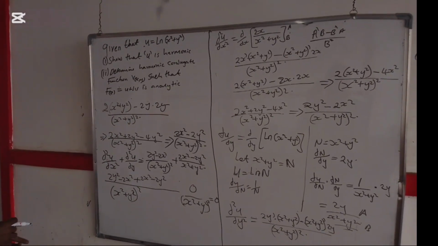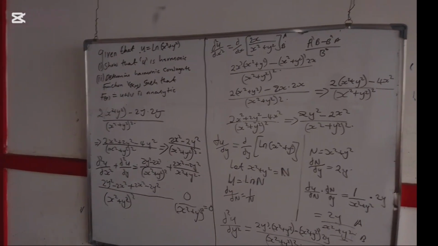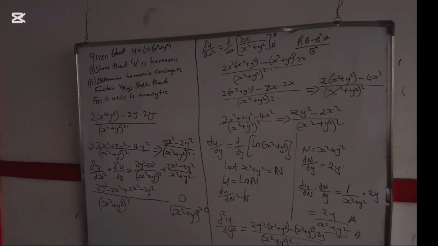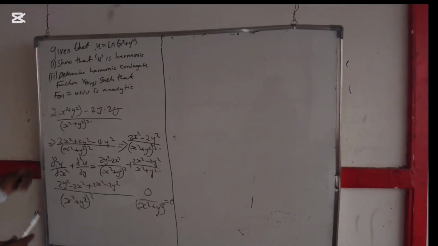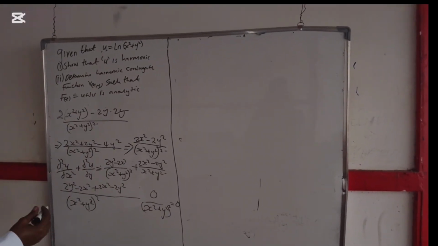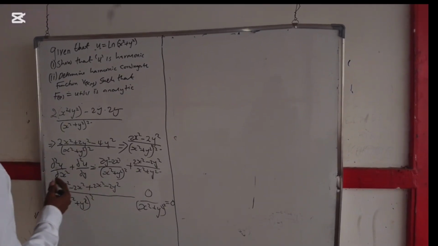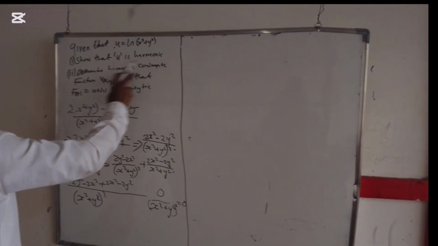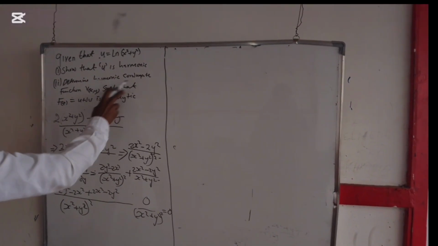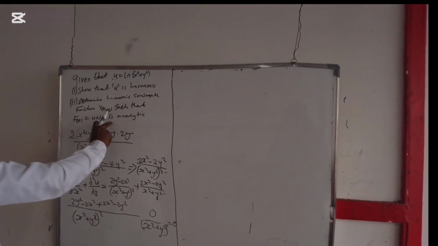and hence u is harmonic. Determine the harmonic conjugate of function v such that f of z is equal to u plus jv is analytic.